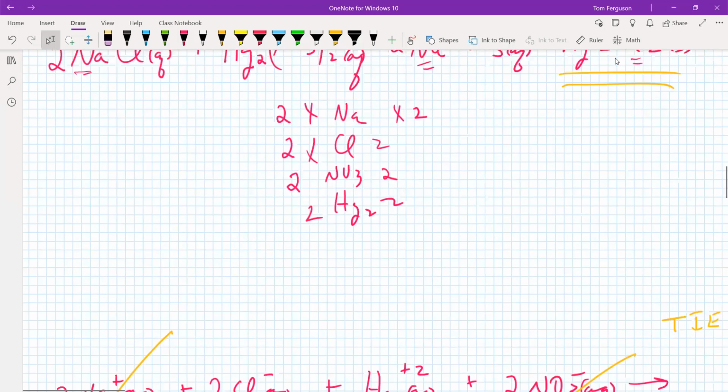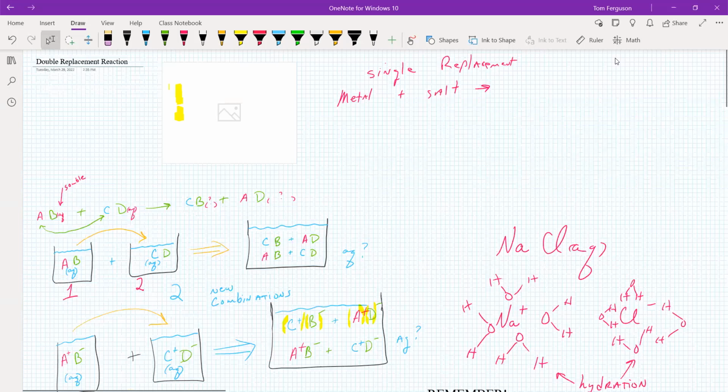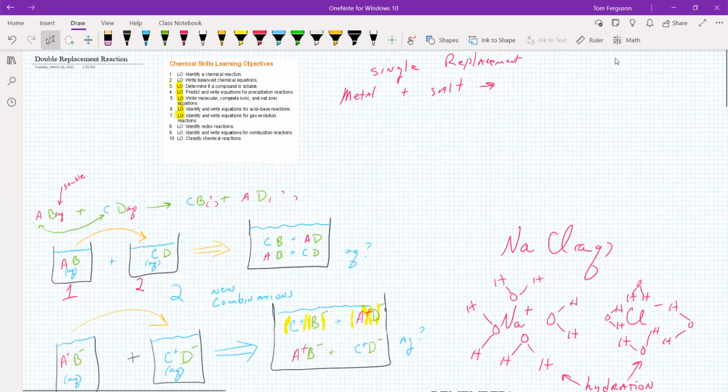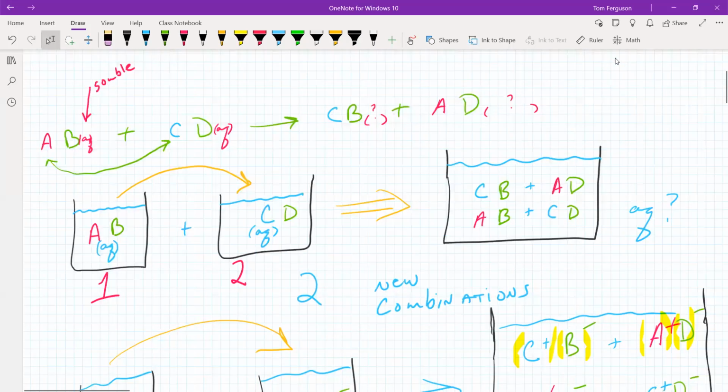Okay, this is what we're going to be doing today. Now, yesterday we talked about single replacement reactions. And that's where we had a metal and the metal got either oxidized or reduced. Today, we're not going to talk at all about oxidation reduction. All we're doing now is we're going to do a swap. So we're going to swap the cations.